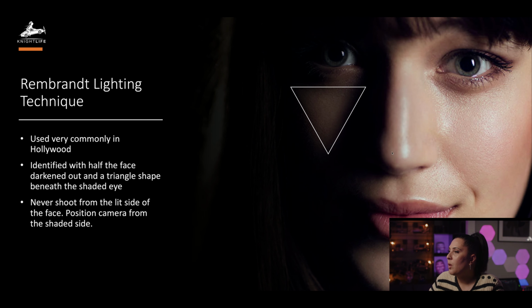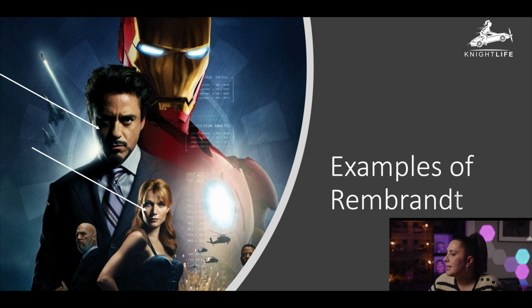So again, the Rembrandt lighting technique is the most common. This is identified by this triangular shaped light right underneath the eye on the shadow side of the face. It's used very commonly in Hollywood, like I said, identified with half the face darkened out in a triangle shape beneath the shaded eye. Never shoot from the lit side of the face, position the camera on the shaded side. So that is Rembrandt. And here are just examples of Rembrandt.